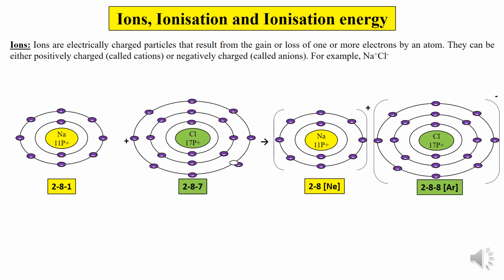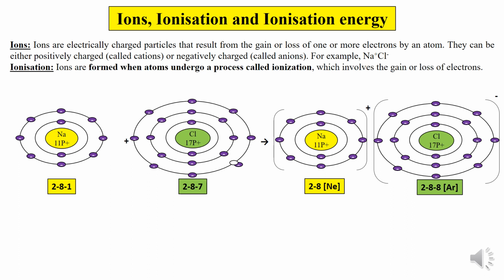Now the process of formation of ions, like for example formation of sodium ion and chloride ion, is called ionization. So ions are formed when atoms undergo a process called ionization, which involves the gain or loss of electrons. So here in the case of sodium chloride formation, you can see both gain of electron as well as loss of electrons. So gain of electron by chlorine and loss of electron by sodium. And what is ionization energy?